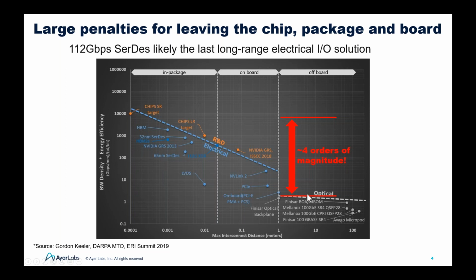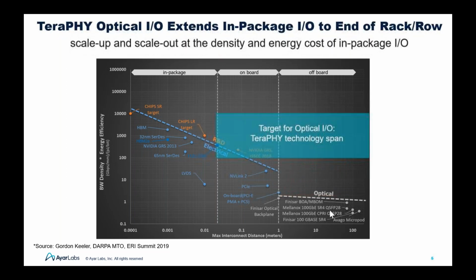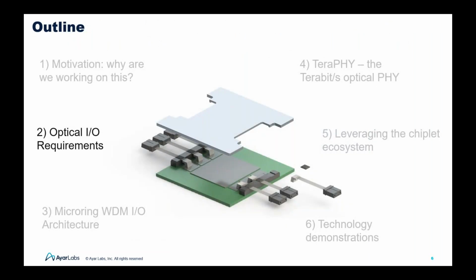When we look at the trends, we see that there is a lot of good stuff in electrical, in package and onboard, and good stuff in optical, which is basically offboard. That makes our lab think, if we can bring this optical to the in-package, then we are going to get something like a 4x improvement in terms of speed. That was basically the motivation for us.